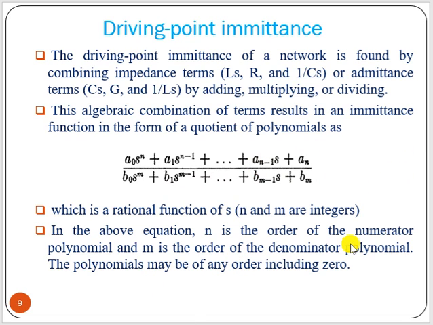In the above equation, n is the order of the numerator and m is the order of the denominator polynomial. So this is a rational function which is nothing but the ratio of two polynomials, numerator polynomial and denominator polynomial. And polynomials are nothing but integral positive powers of a variable. In this case, this is the variable s. And a0, a1, b0, b1 are the coefficients.